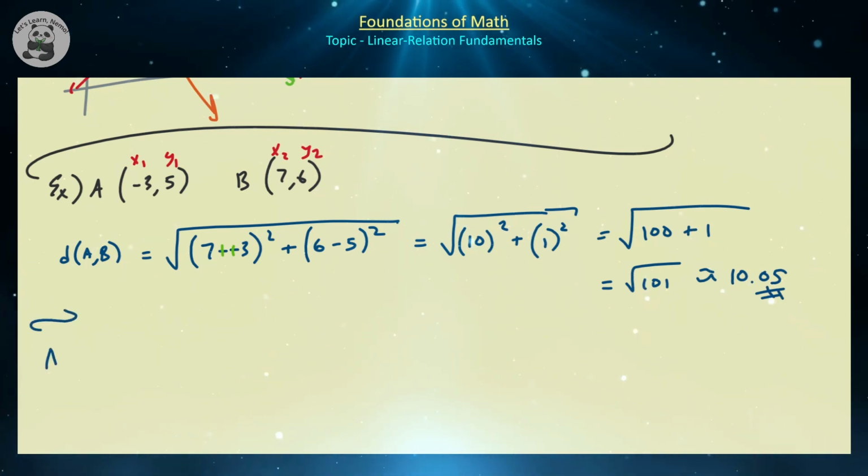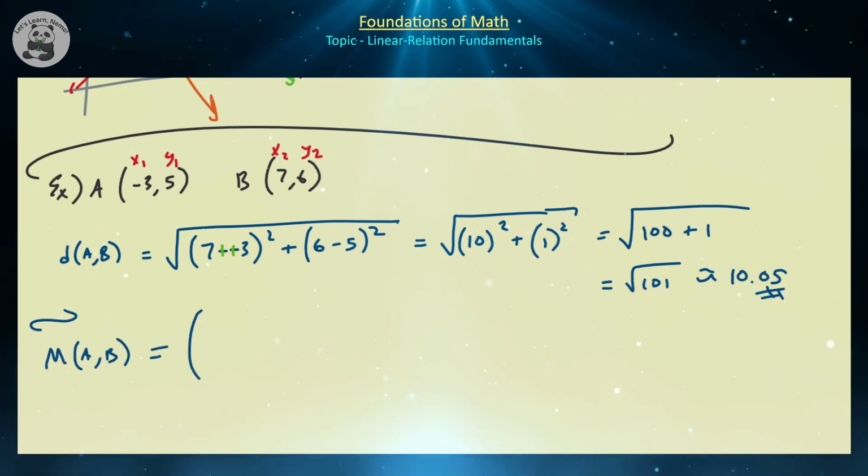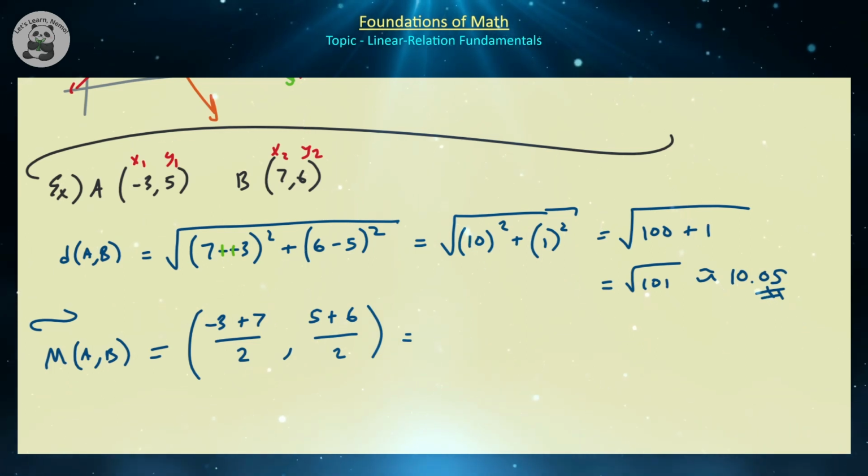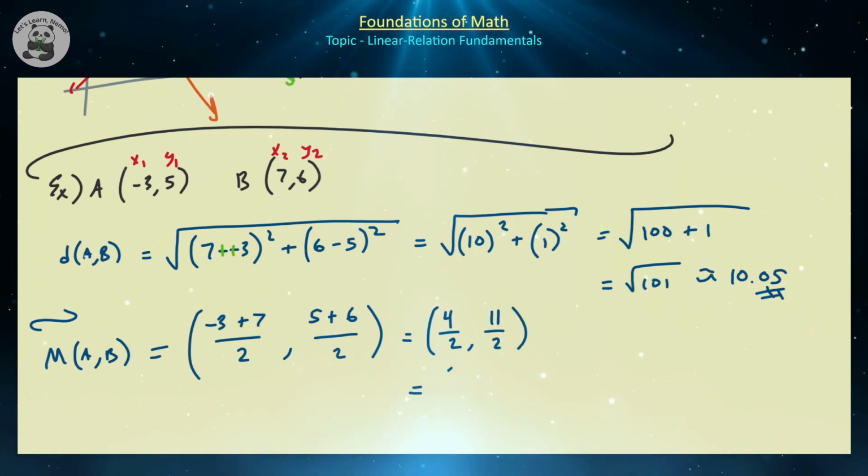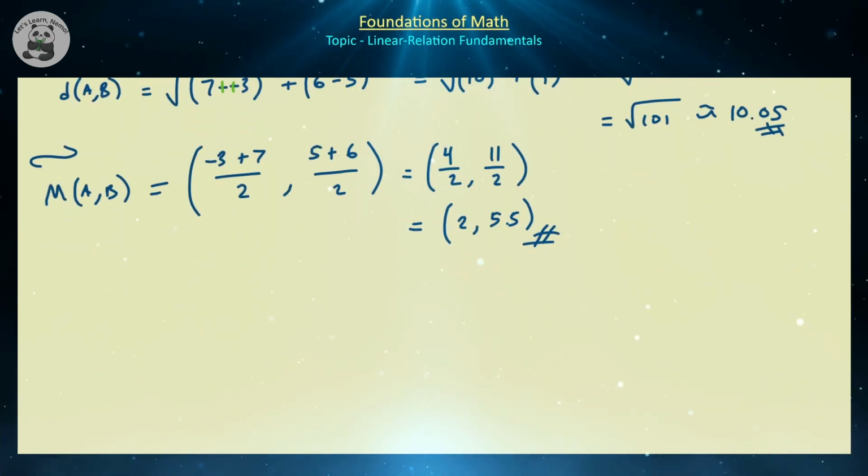So now let us find the midpoint between A and B. That's going to be equal to (x1 plus x2) divided by 2, comma (y1 plus y2) divided by 2. So negative 3 plus 7 is the same as 7 minus 3, which is going to be equal to 4 divided by 2. 5 plus 6 is going to be equal to 11 divided by 2. And as decimals, that's going to be equal to 2, and that's going to be equal to 5.5. So that is the midpoint between those 2 points.